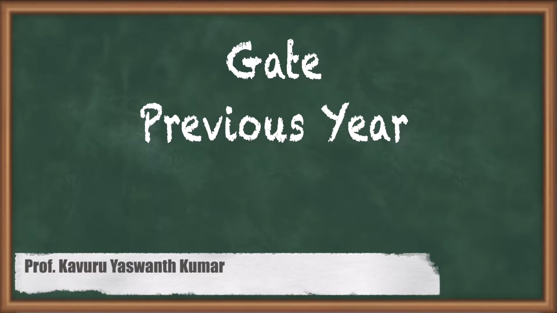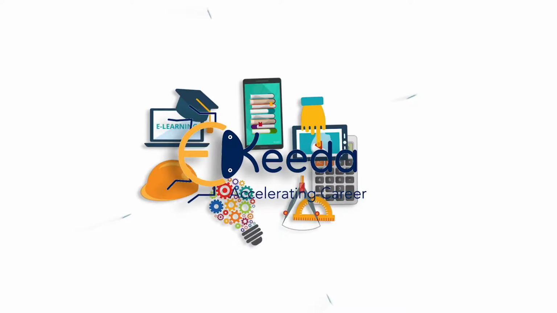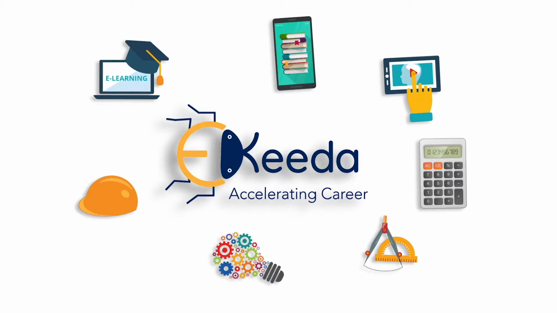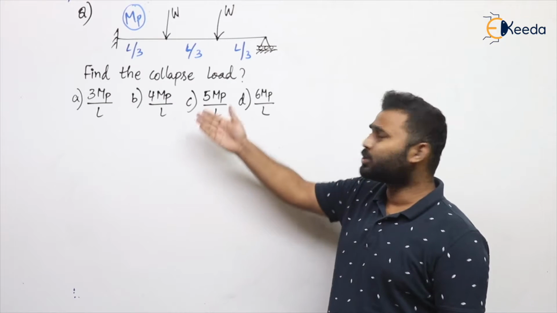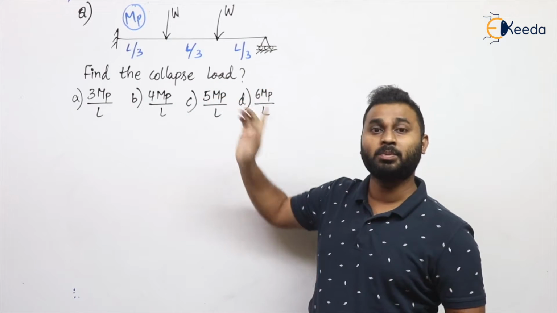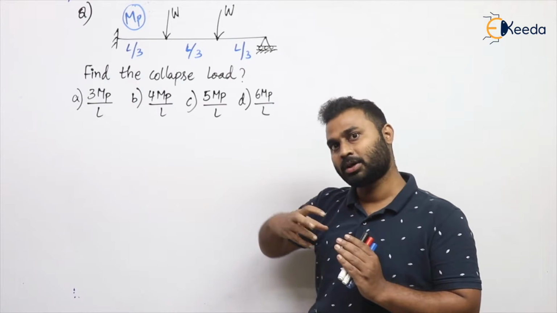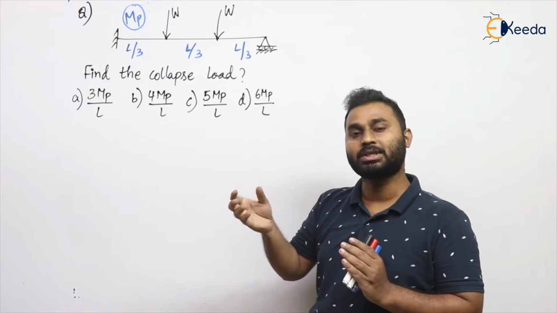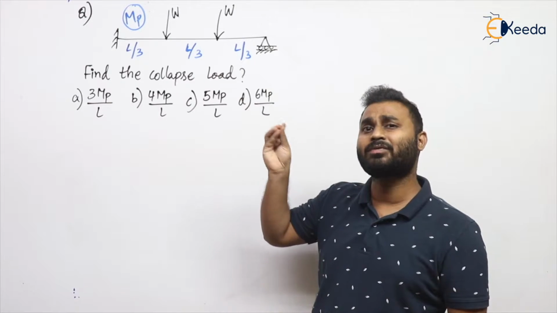Hello everyone, in this video we are going to discuss a 2007 GATE question on plastic analysis. Go through this question. The question is asking us to find the collapse load. If you observe, most of the questions in GATE from plastic analysis ask us to find the collapse load only.